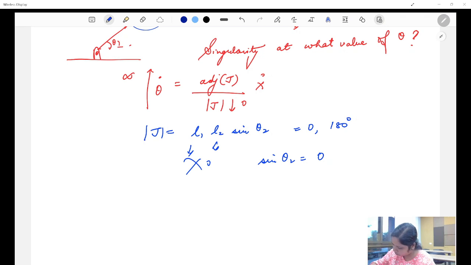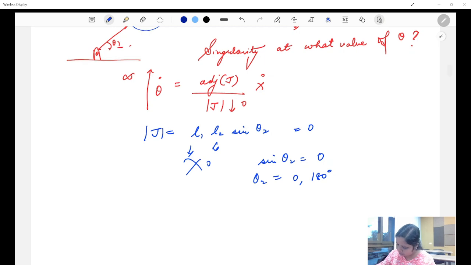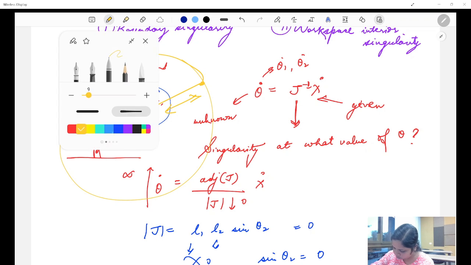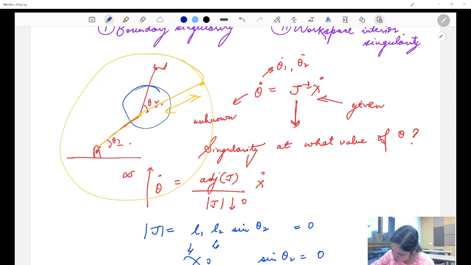Sine theta 2 goes to 0. Then theta 2 is going to be 0 or 180 degrees. So you can understand very well that when our configuration is of this type, where this thing is completely stretched in the workspace, let's say this is my workspace, you won't be able to move in this direction. You can only move in this direction. So you have lost it.